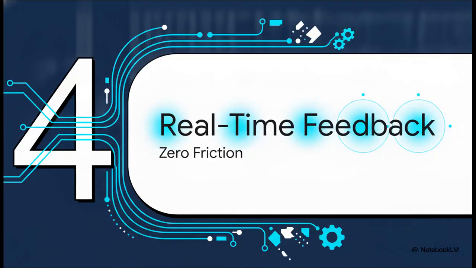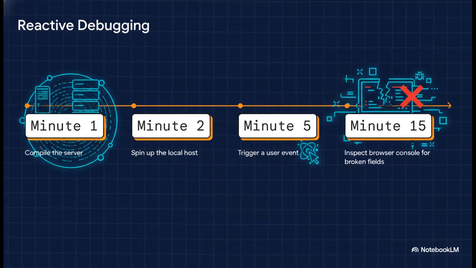Moving right along to Section 4, real-time feedback loops and eliminating compilation friction. The secret sauce making this agentic workflow so unbelievably fast isn't just the code generation itself. It's the proactive bug mitigation. Think about the standard pipeline timeline for a second. Error detection is just painfully reactive. Minute 1, you compile the server. Minute 2, spin up localhost. Minute 5, you trigger a user event. And then finally, at minute 15, you're inspecting the browser console just to find one broken data field. You're forced to slowly walk through that exact same agonizing timeline over and over again.